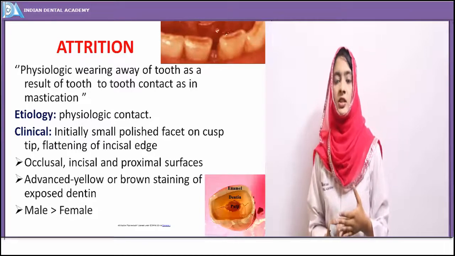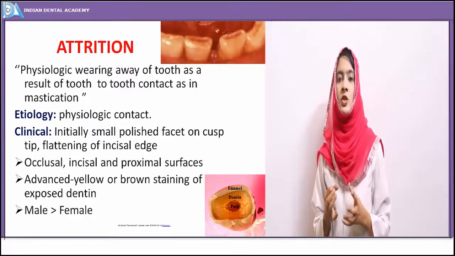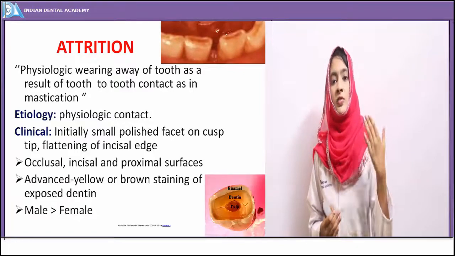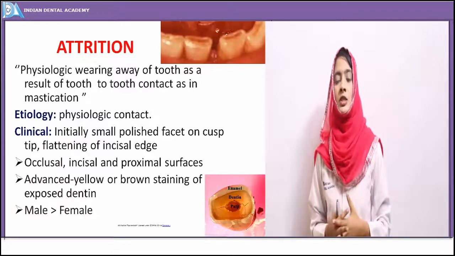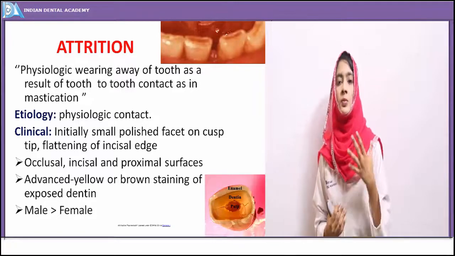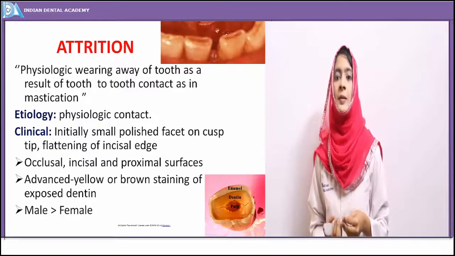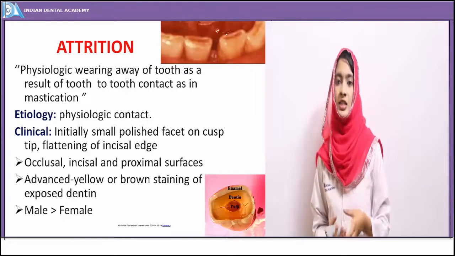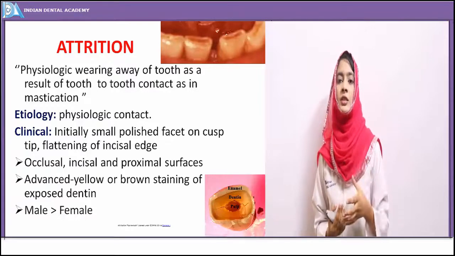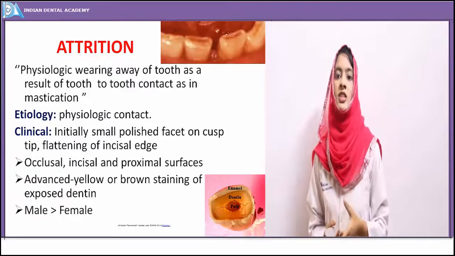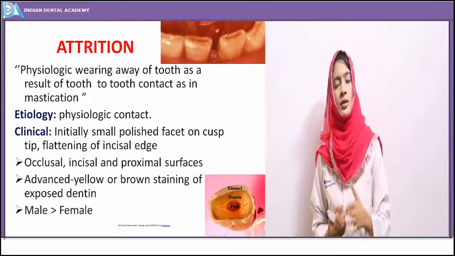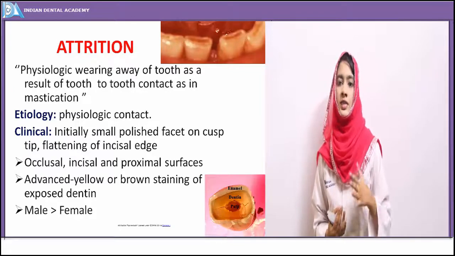So what is attrition? Attrition is basically the physiologic wearing of tooth surfaces. It is a physiologic process. It is not a pathologic process. It is occurring because of an aging related process. Most commonly, teeth are attrited because of heavy masticatory forces. So normally the maxillary and mandibular teeth come in contact during the mastication process, so some amount of wear regularly occurs throughout an individual's life.